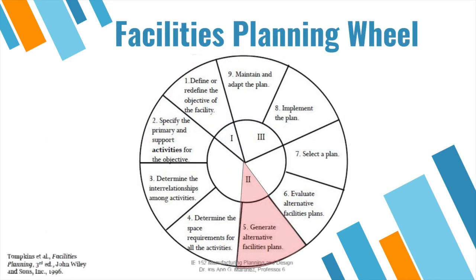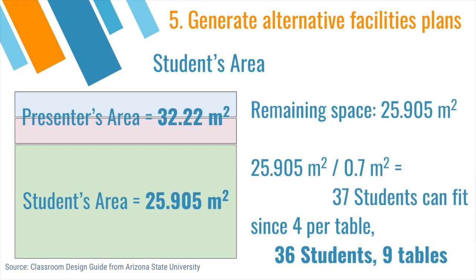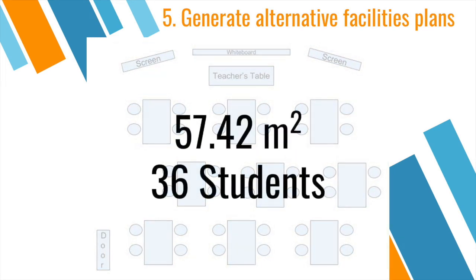Step 5. For the instructor's area, we will allot more than 32 square meters of space. While for the students' area, given that we only have about 26 square meters left in space, we would only be able to set up 9 tables for a total of 36 students. This would be our suggested layout, taking up a total space of 57.42 square meters and would be able to accommodate a total of 36 students.